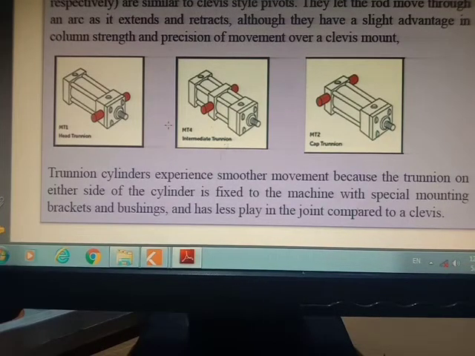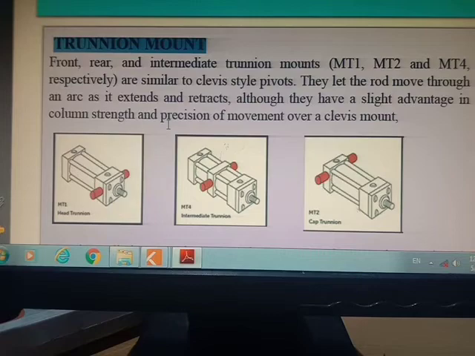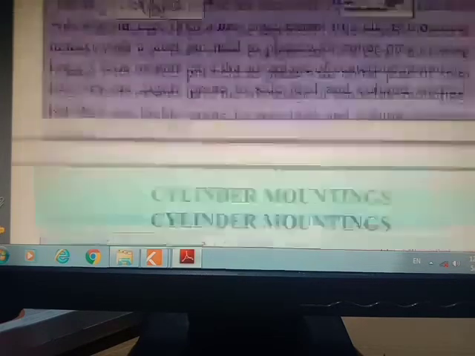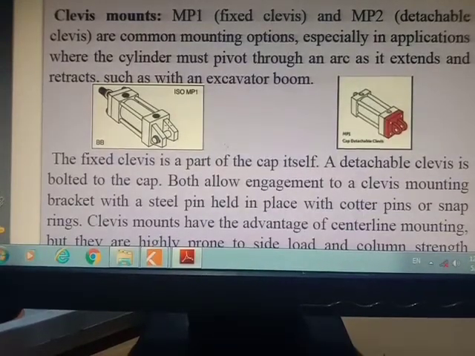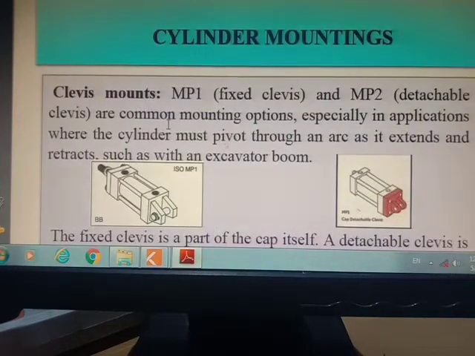So I hope we have finished today two important parts. One is the cushioning of the hydraulic cylinder, and another is the mounting of the hydraulic cylinder. In mounting, we have seen flange mounting. Then after flange mounting, we have seen the tie rod mounting. After that, we have seen the lug mounting.